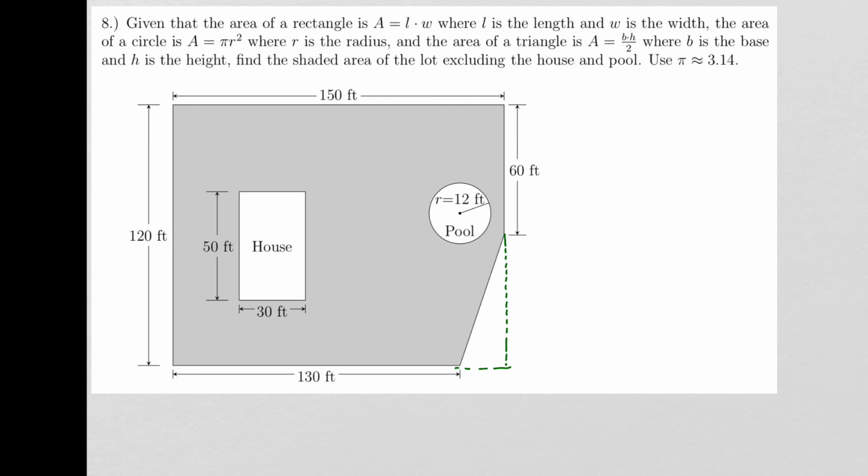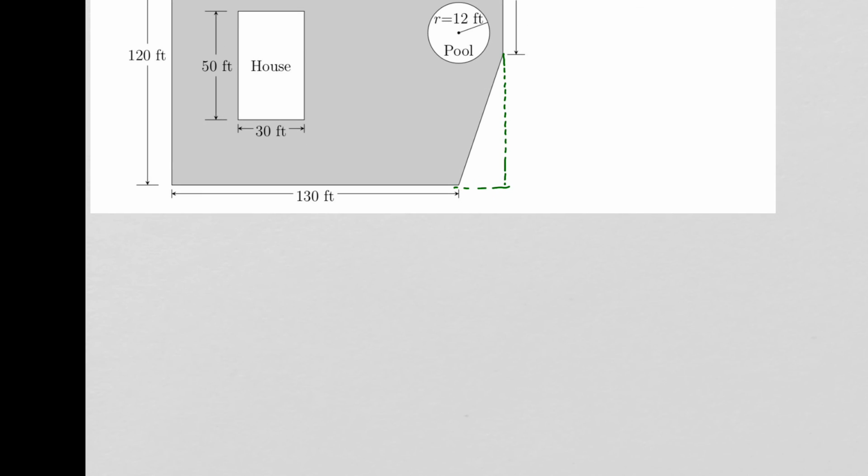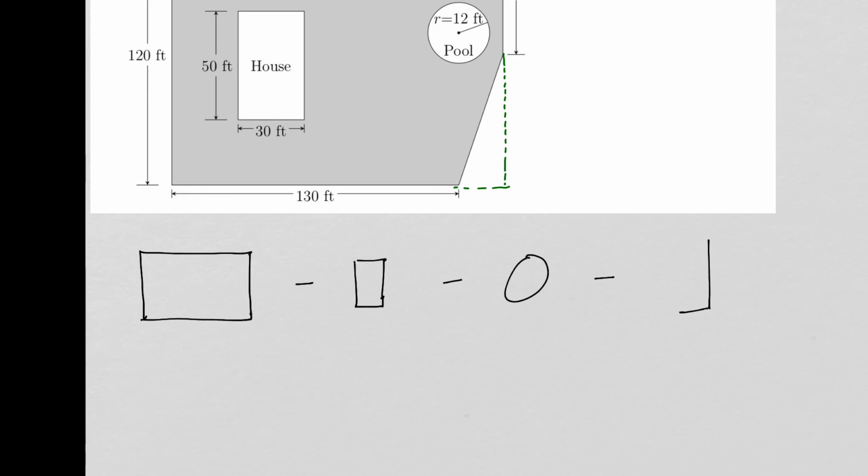Okay? So again, in terms of a diagram, I'm doing this, right? I'm starting with the huge rectangle. I'm subtracting out the area of the house. I'm subtracting out the area of the pool, and I'm subtracting out the area of that triangle. And then what's left over must be the gray shaded region.